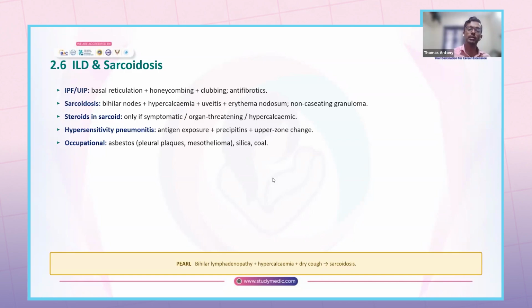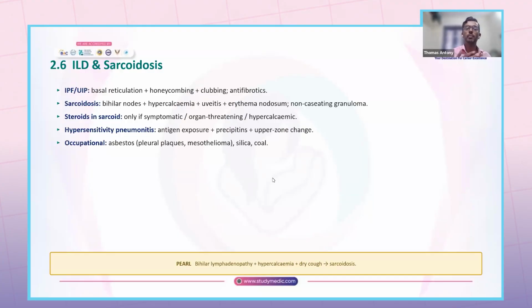Now coming to hypersensitivity pneumonitis, I have discussed this before. There is an antigen exposure and there are precipitins to the antigens. There is upper zone change. That depends. There are patterns of involvement in CTs that we can easily recognize to come to a conclusion. If there is lower lobe involvement, you are dealing with IPF or UIP. It could be NSIP, acute hypersensitivity pneumonitis, or acute eosinophilic pneumonia. All these involve the lower lobes.